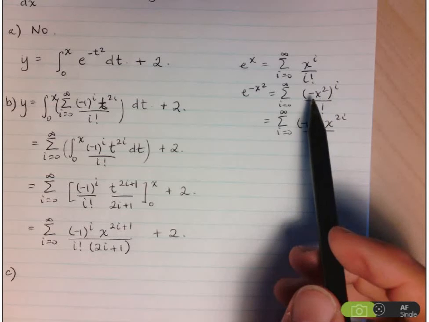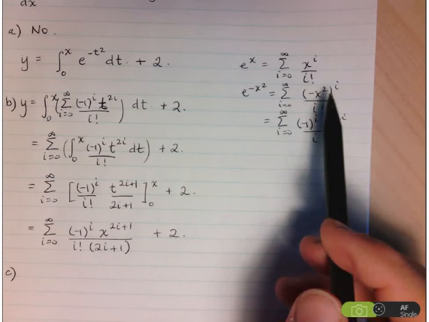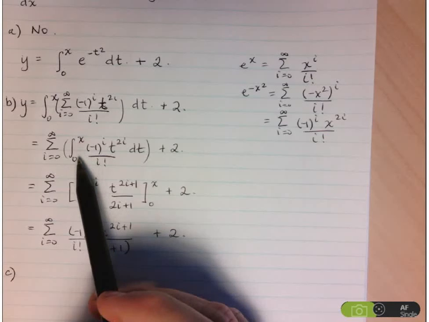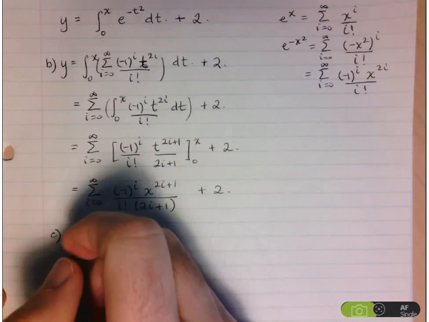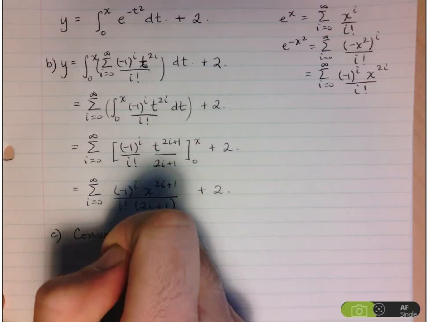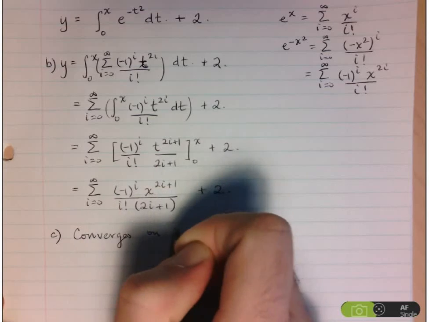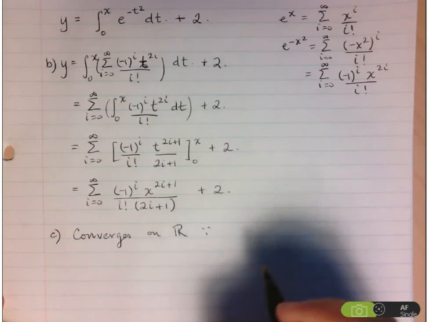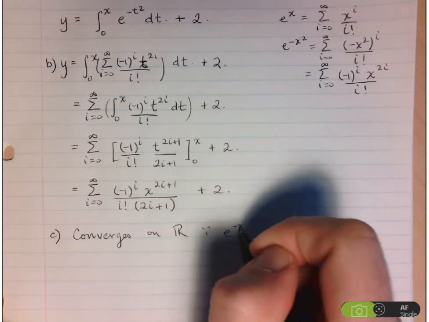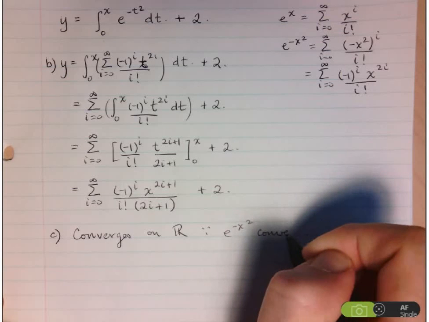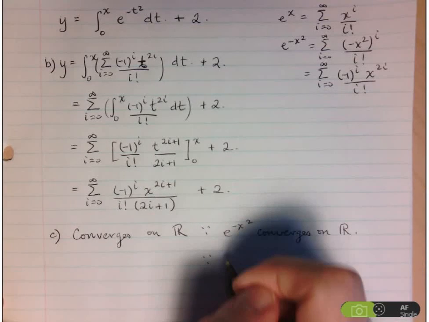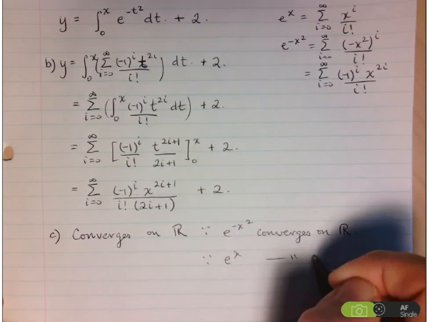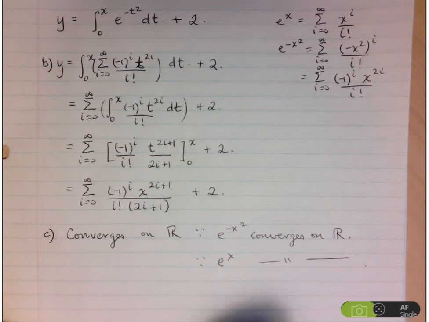And we saw in one of our theorems, the one that followed the definition of a power series, that when we integrate a power series, that new function will keep the same interval of convergence. So we can say that this converges on all real numbers. And that comes from the fact that e to the minus x squared converges on all real numbers, which comes from the fact that e to the x converges on all real numbers. And that's our justification. Okay, thanks.